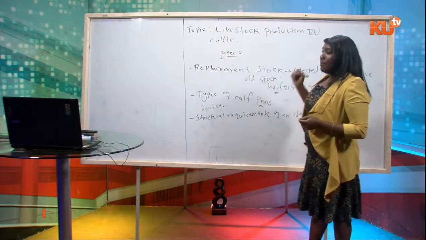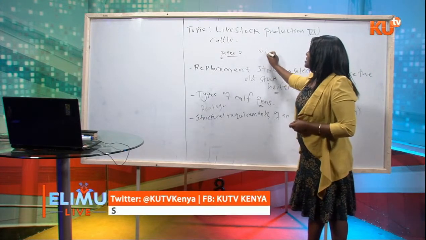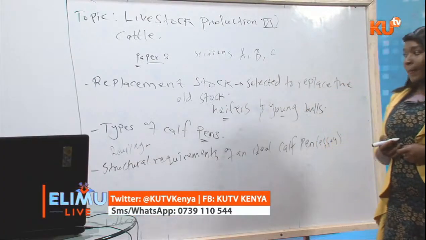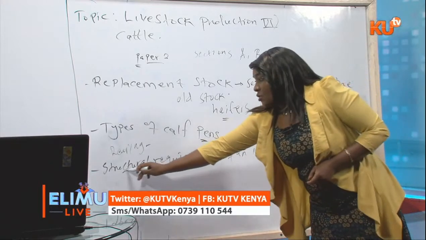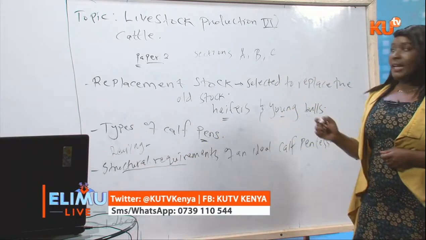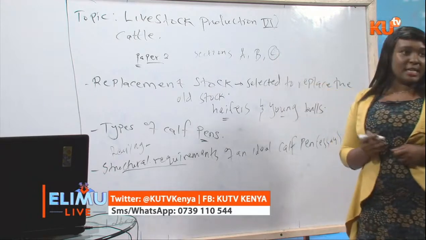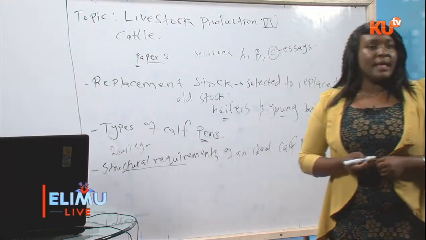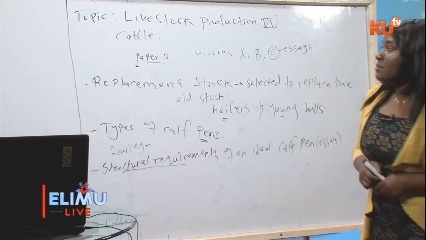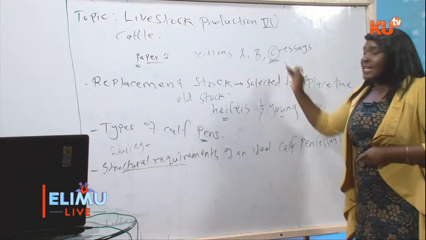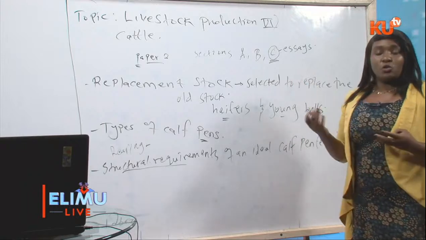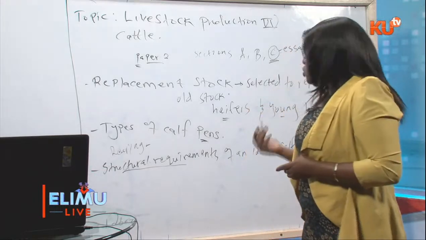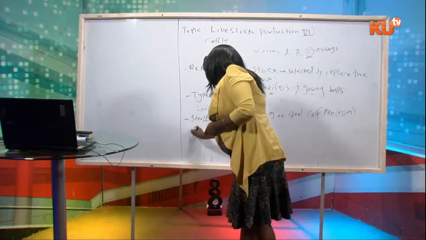and you know in paper 2 or in any paper in agriculture, we have sections A, B, and C. This bit of the structural requirements of an ideal calf pen is commonly tested in section C, which comprises the essays, which can carry even up to 20 marks. So you can be sure that in this particular section, you are required to capture as many points as you can so that you are able to scoop the highest score in your exam.